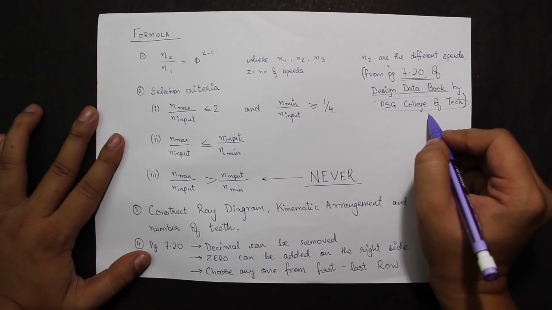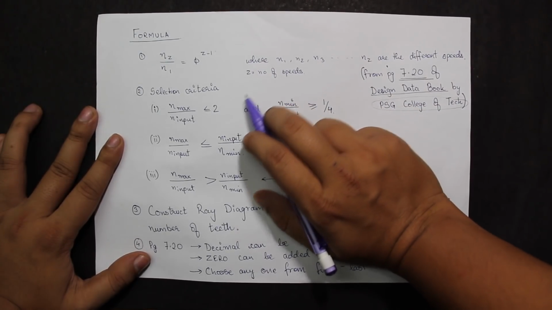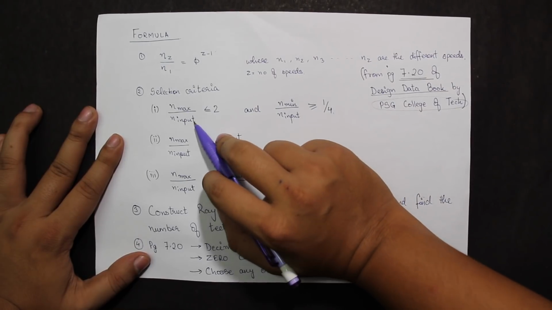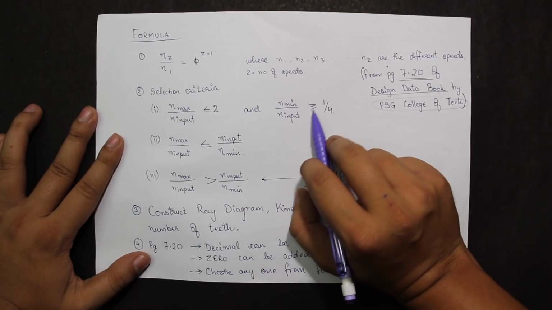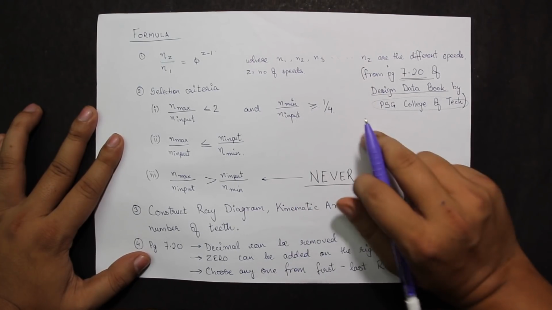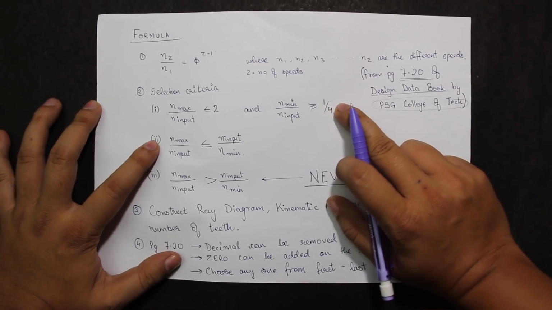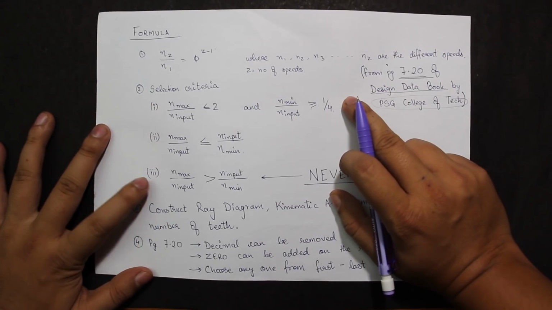The basic criteria we have to select when choosing the input speed for each stage is this one. The maximum speed divided by the input should be less than or equal to 2 and the minimum speed divided by the input should be greater than or equal to 1 by 4 or 0.25. If this case doesn't work, we can jump onto case 2 also, but just choose this rarely. Stick with case 1 itself. Case 3 is never to be taken.